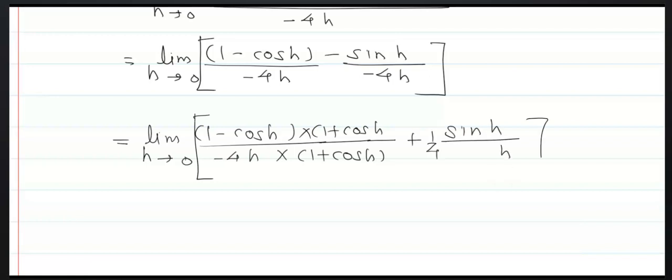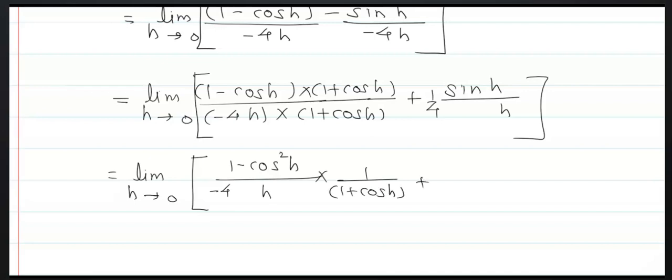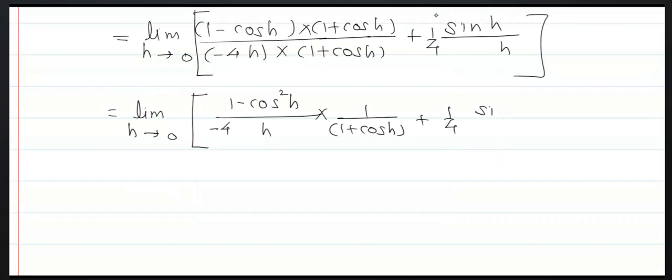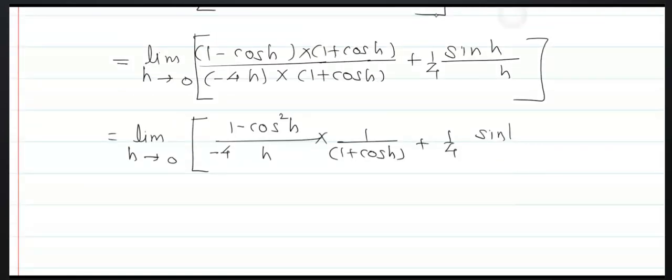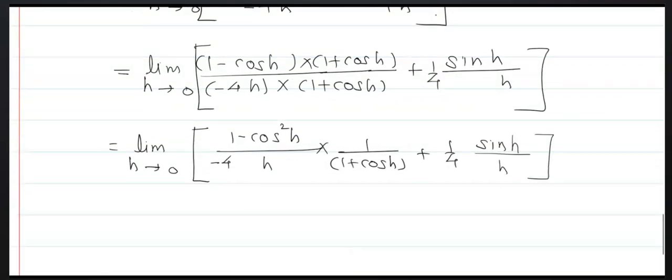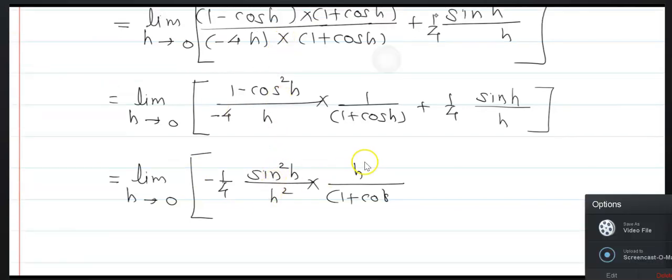For the second, sin of h upon h, 1 by 4. Now 1 minus cos square h upon minus 4. 1 by 4 sin of h. Limit h tends to 0. Now here is sin square h upon h square. I adjusted here h. Therefore, the value of this limit will be 1.